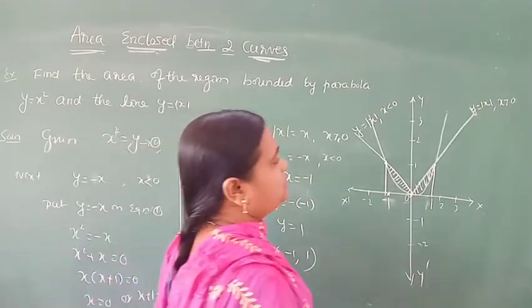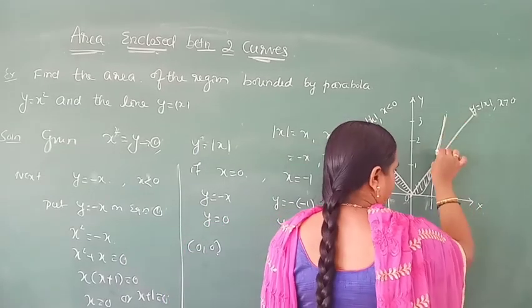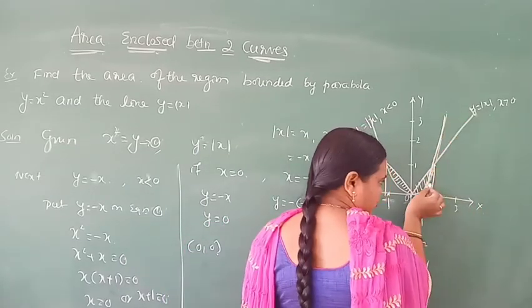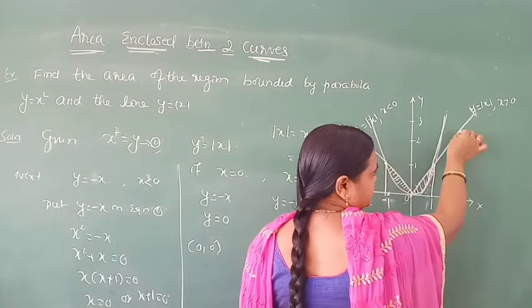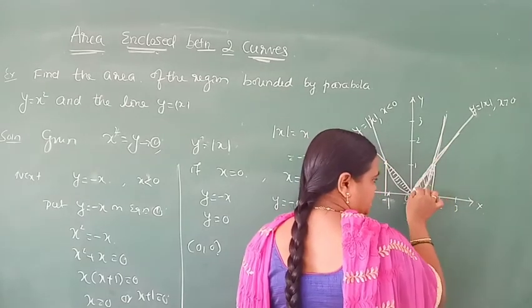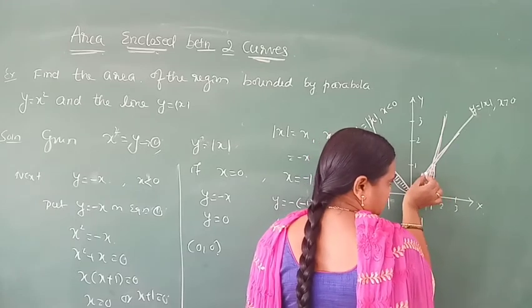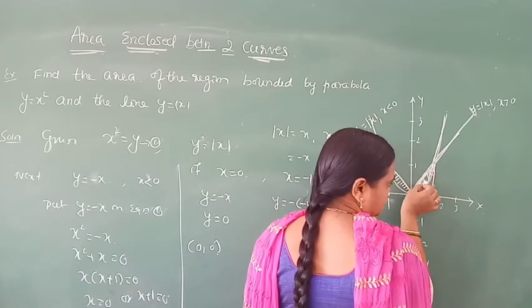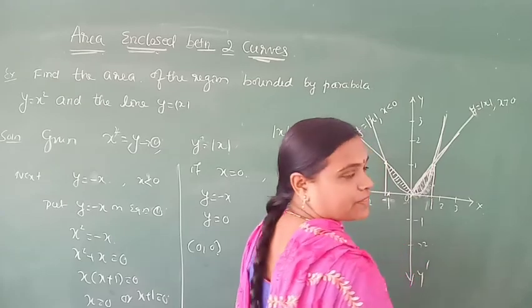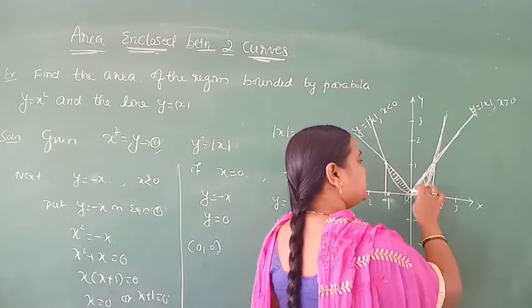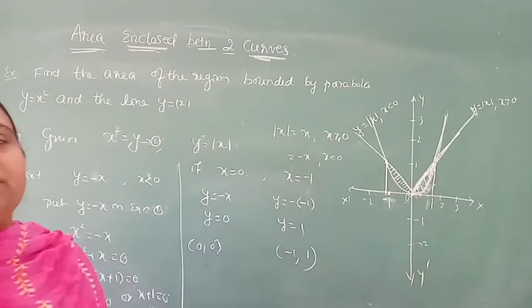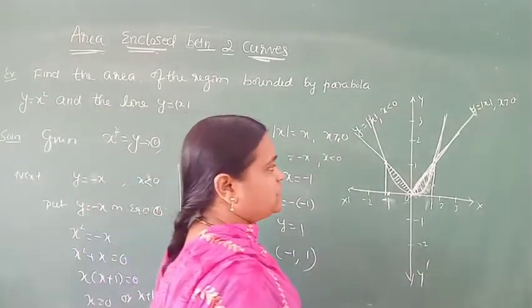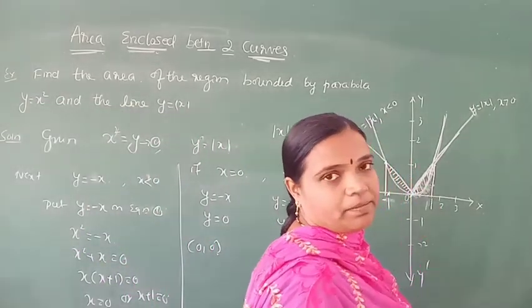And next, see the area of the parabola. This is the area of the parabola, and this area is smaller than the area of the straight line. See, the area of the straight line is this complete. This one is the area of the straight line. The area of the straight line is more than the area of the parabola. Therefore, we have to take first the area of the straight line, next the area of the parabola.